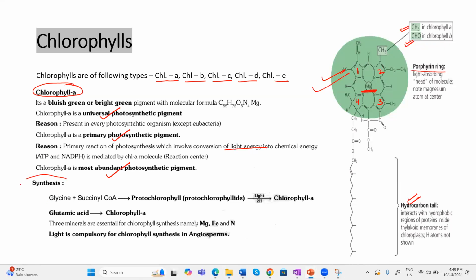For synthesis of chlorophyll A, you need the simplest amino acid, glycine, which combines with succinyl coenzyme A to form protochlorophyll, which in the presence of light will change into chlorophyll A. It means light is necessary for the synthesis of chlorophyll. Other minerals are also required, like magnesium, iron, and nitrogen.